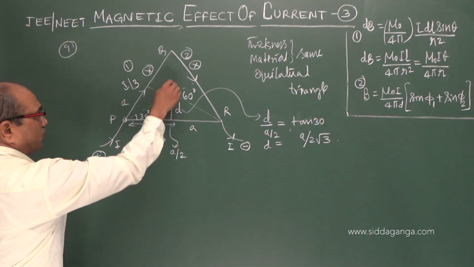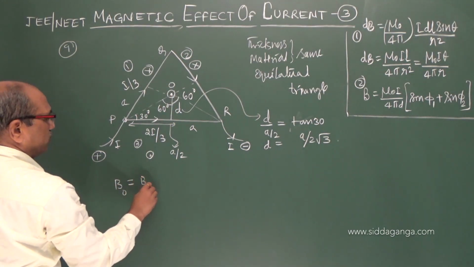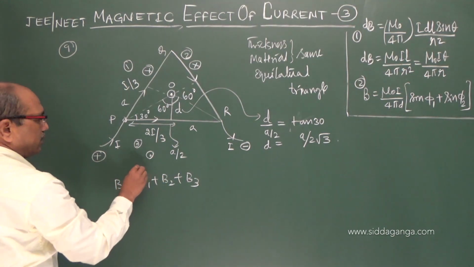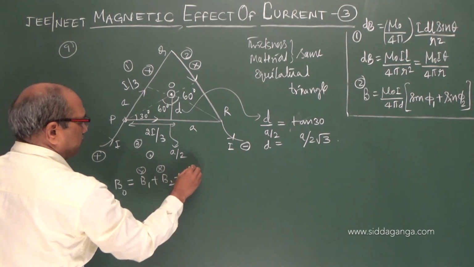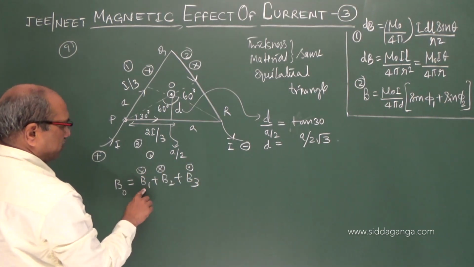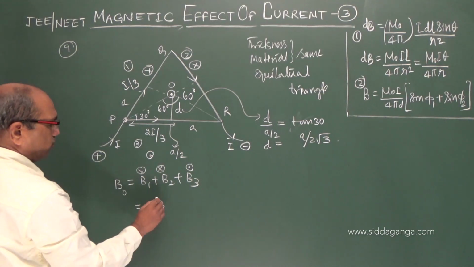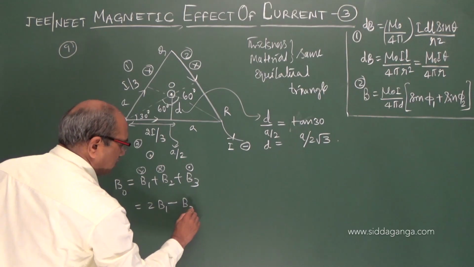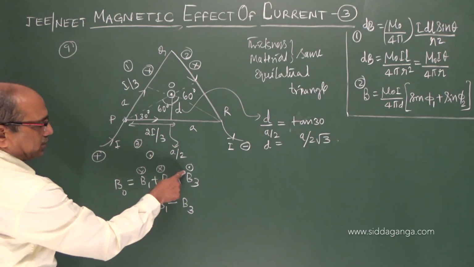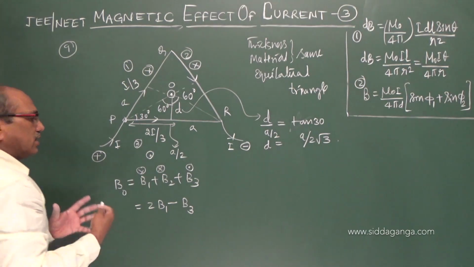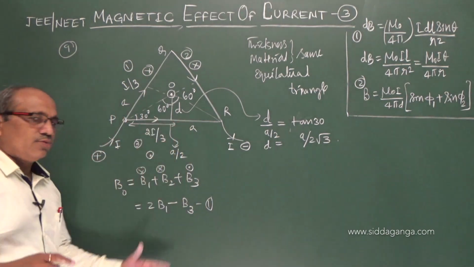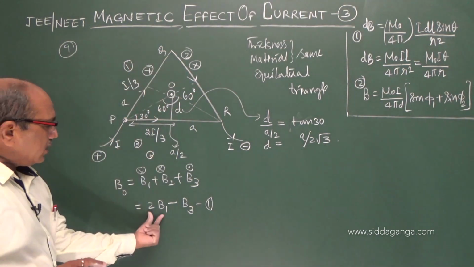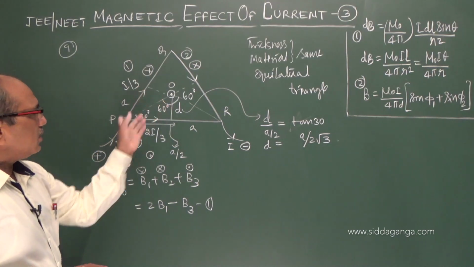B at the center O is B1 plus B2 plus B3. B1 and B2 are inward and B3 is outward. Therefore, I can write it as 2B1 minus B3, because they are opposite. This is the condition we achieved. Because these two produce the field in one direction, I added, but the third produces the field in the opposite direction.